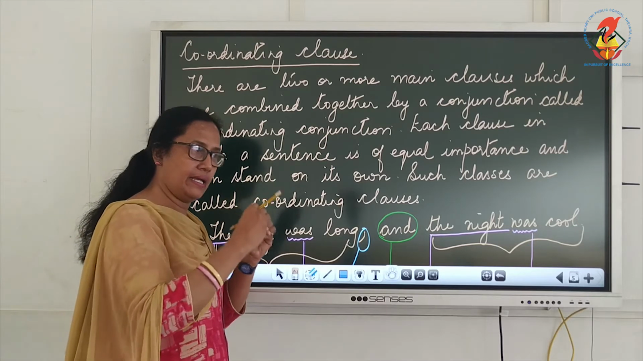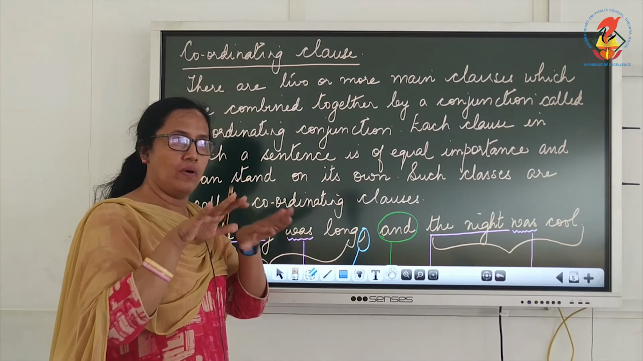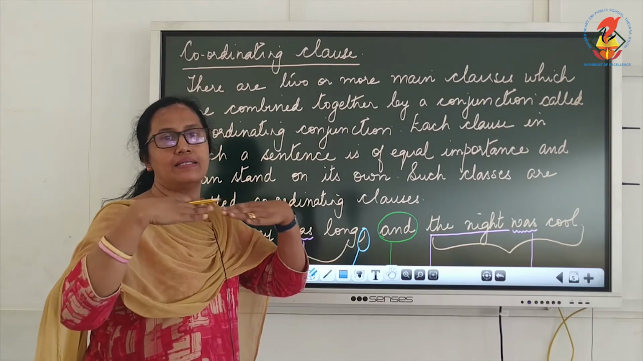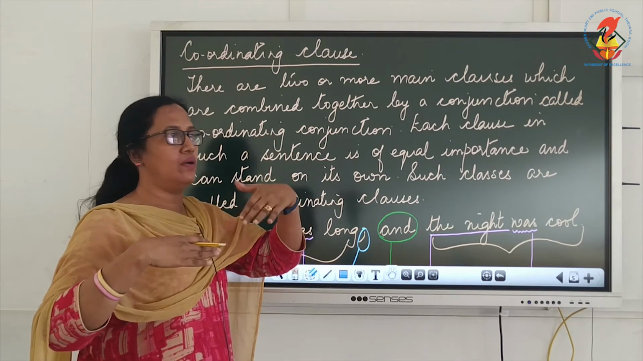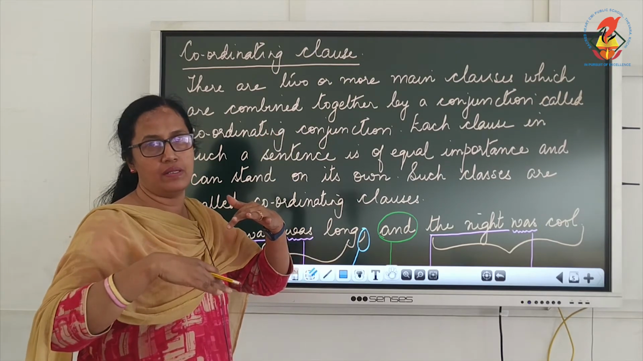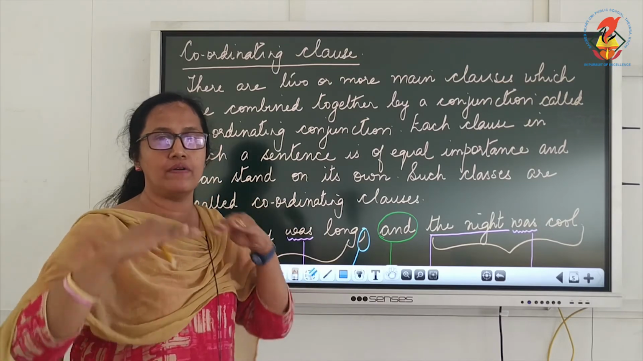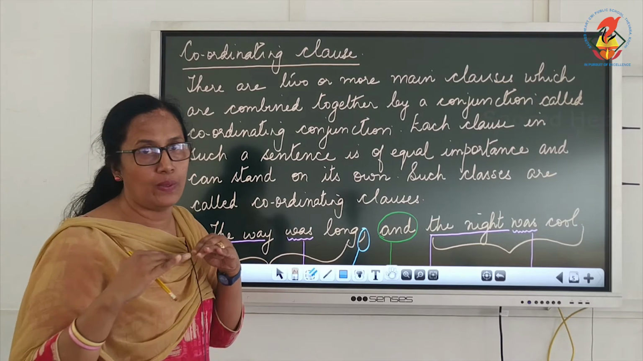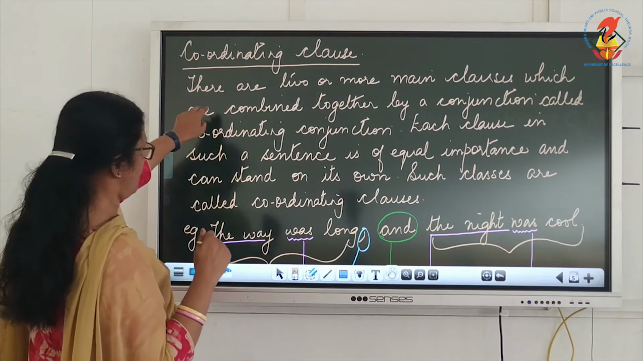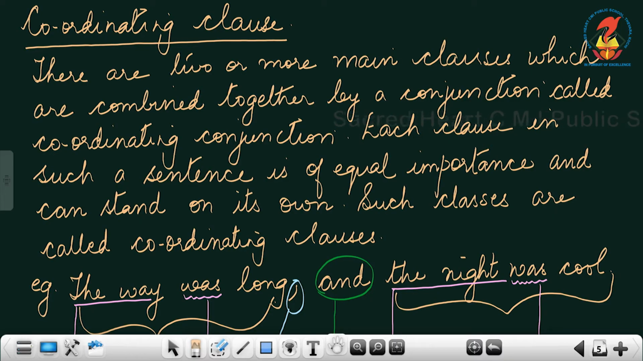And they can be coordinated only if both of them are at the same level. Not one of them is higher or lower. Both of them stand at the same level. Both of them have got equal importance. Okay. So, here there are two or more main clauses which are combined together by a conjunction called coordinating conjunction. So, now see what is happening.